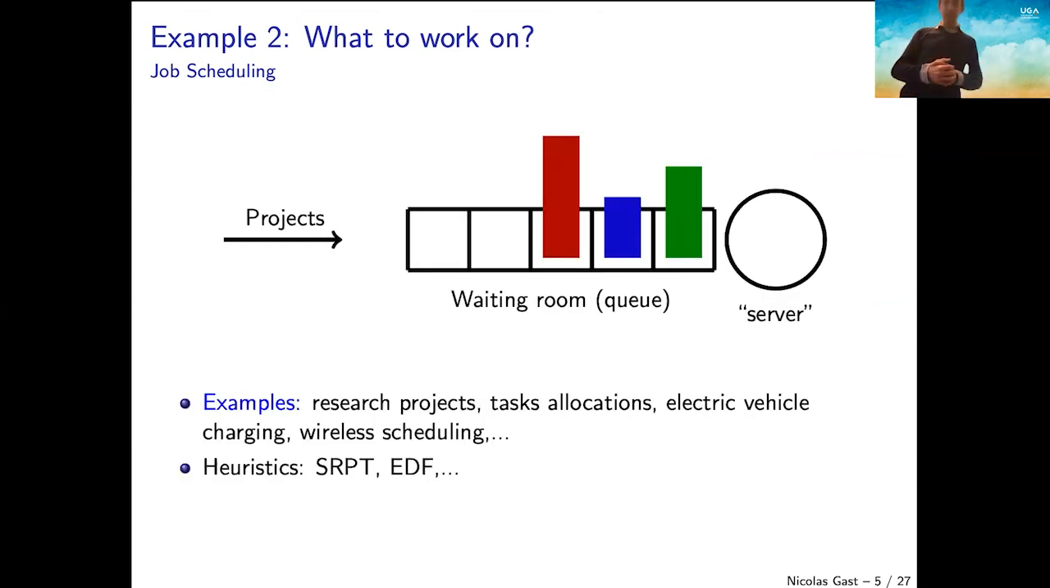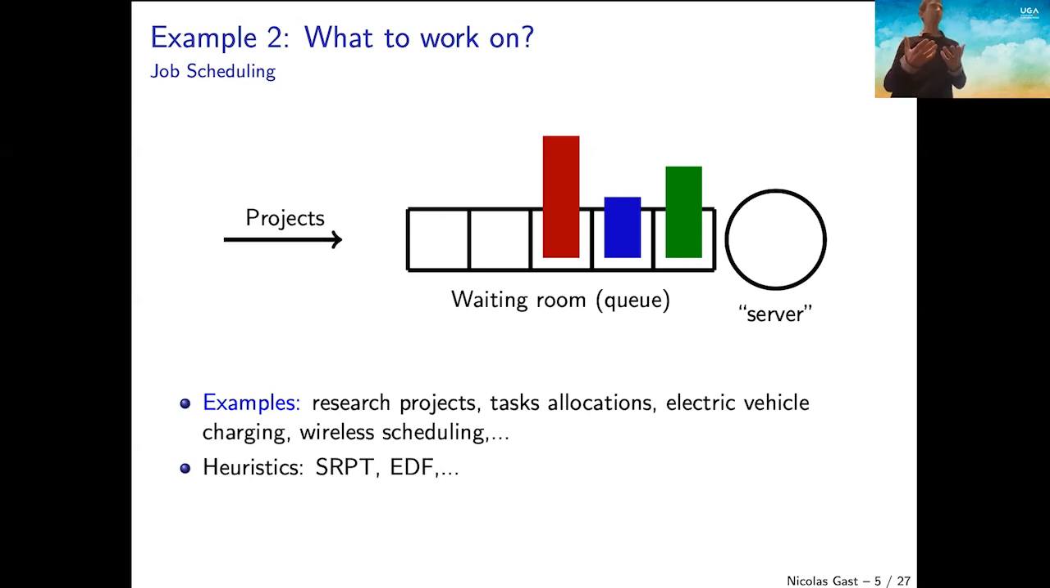This is related to a topic that I'm quite familiar with, which is queuing systems. Imagine that you have different jobs on which we can work, and the server is you, and you want to decide on which of these jobs to devote your next half hour or hour. Examples are research projects, but also scheduling problems in a data center or vehicle charging.